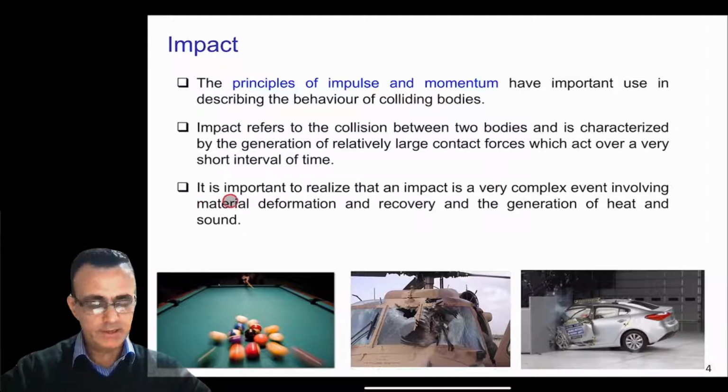Now it's important to realize that an impact is a very complex event involving material deformation and recovery and the generation of heat and sound, as you can see in this figure here. In this particular lecture, we will not be going into that much detail. We will not be discussing how the material will behave, but we will be discussing just the simple types of possible impact.